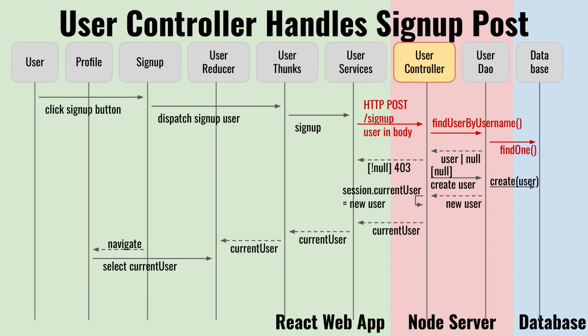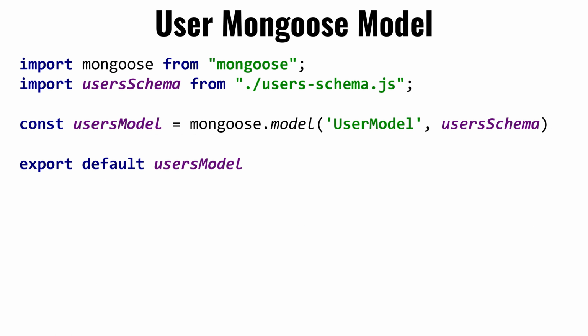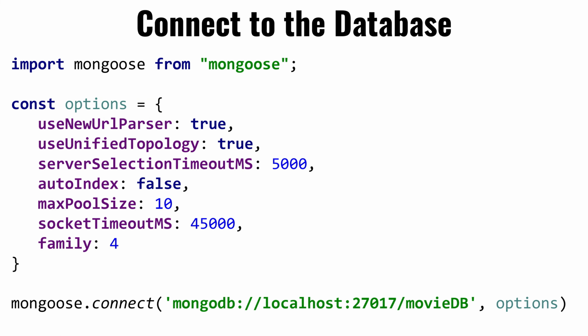The user controller will handle all user-related HTTP messages. New users will be stored in a Mongo database. The user schema defines the user data. The user model provides low-level database functions. Data access objects implement various CRUD operations. We only need the create user and find user by username functions to implement signup. We use Mongoose to connect and interact with a Mongo database.